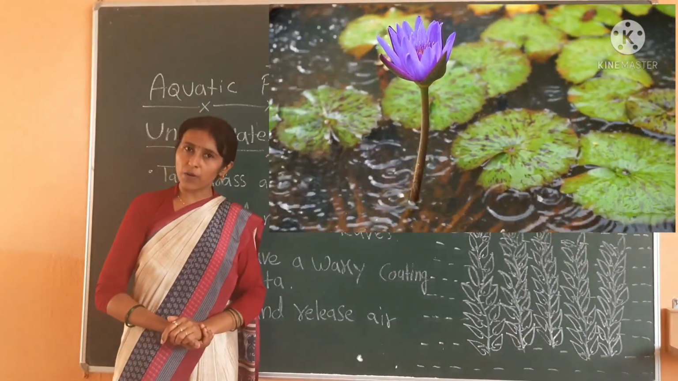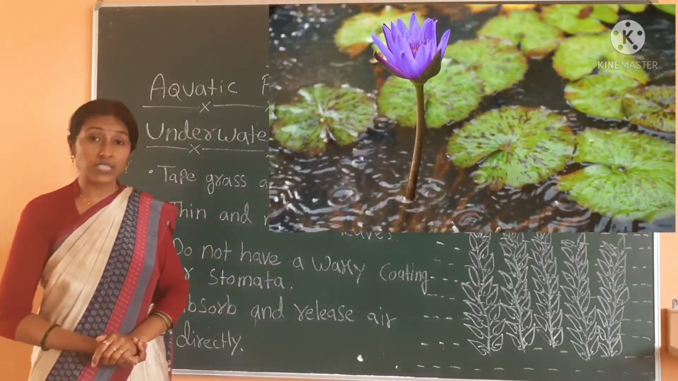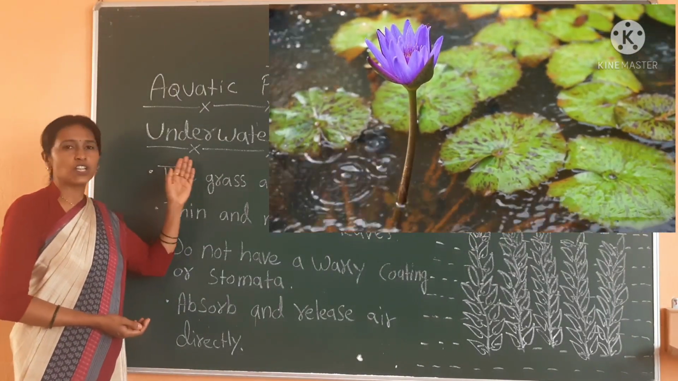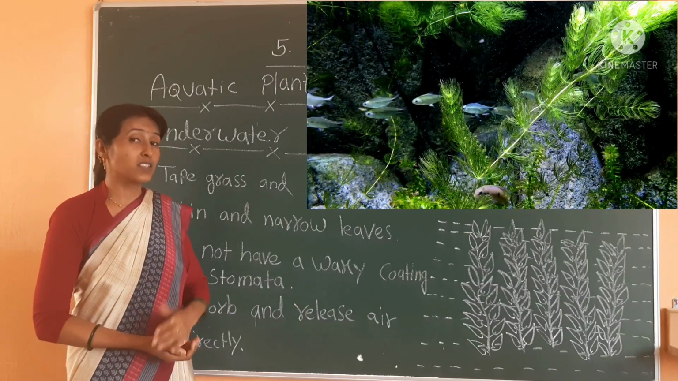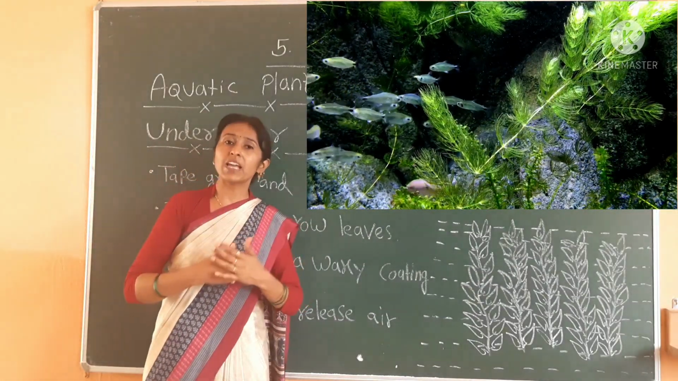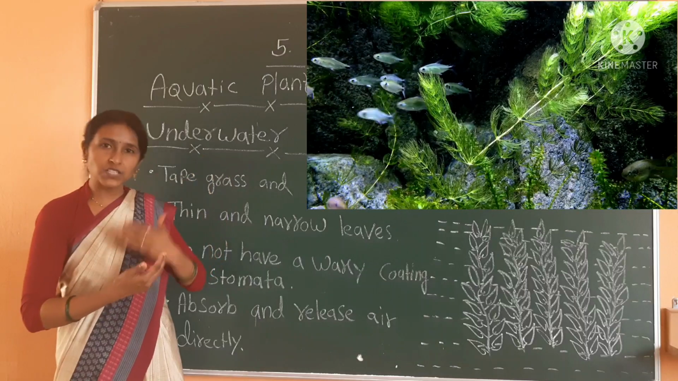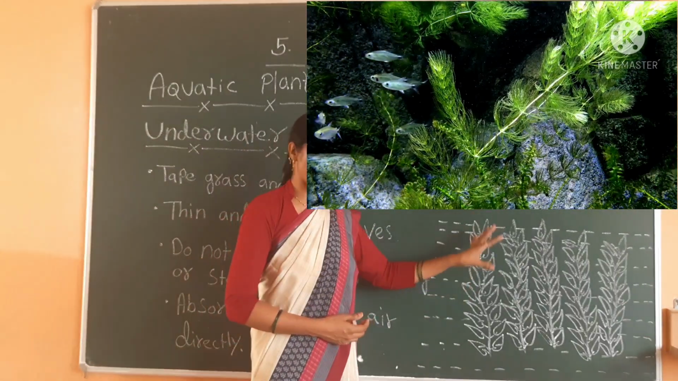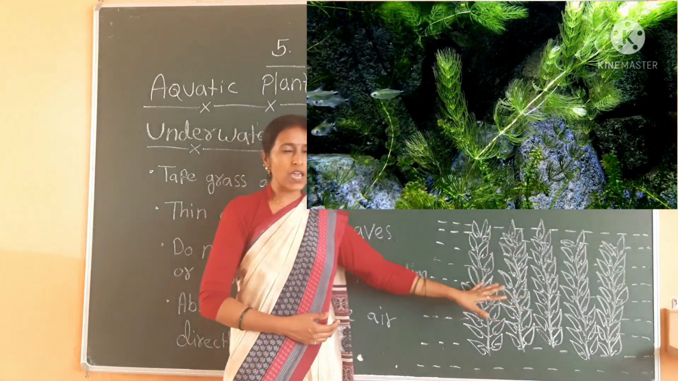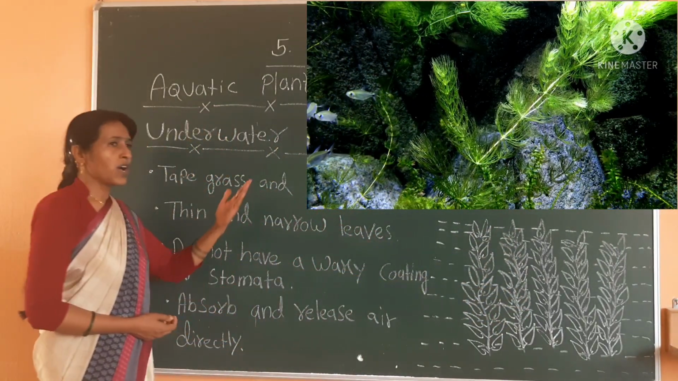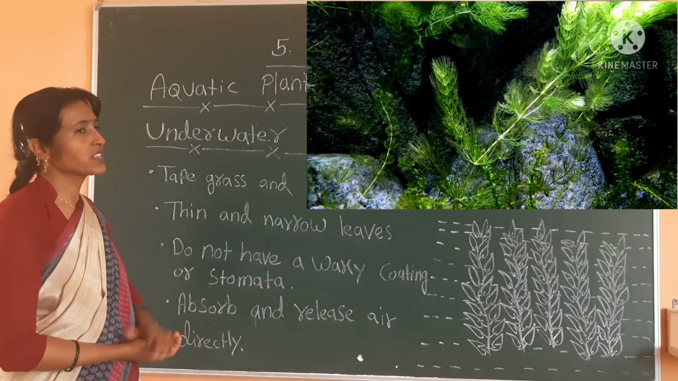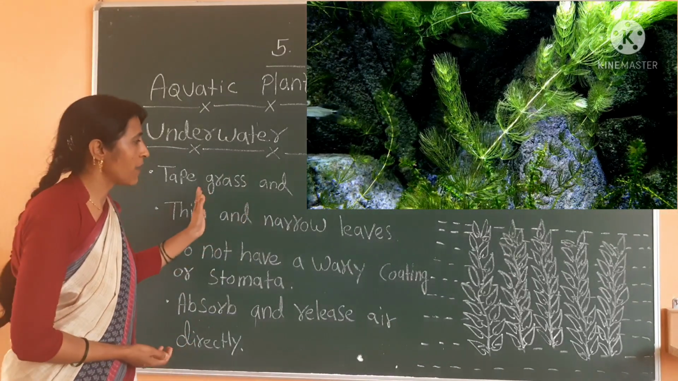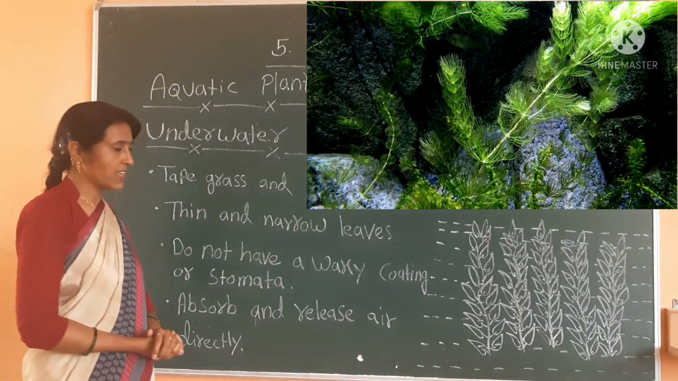We already covered both the topics, the floating plants as well as the fixed plants, and for today our topic is underwater plants. As the name shows, underwater. Meaning, these plants are found underwater. So this is the structure of these plants which are found underwater. Some examples for these plants are tape grass or pond mint. Both of them are examples of underwater plants.